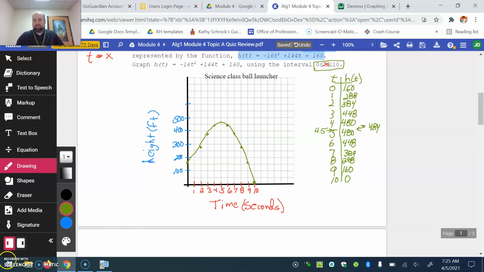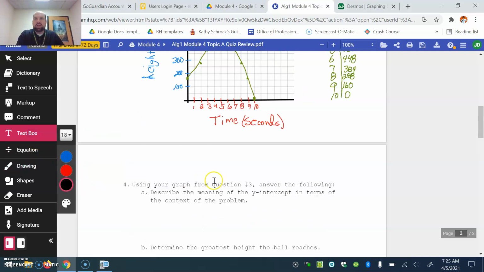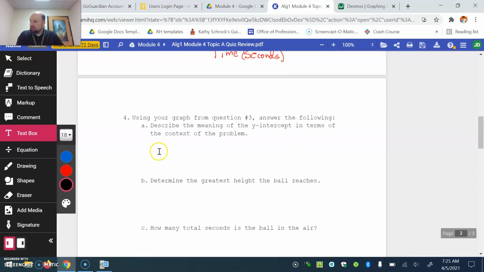On to the next question. Okay, question 4. Using your graph from question number 3, answer the following questions. Describe the meaning of the y-intercept in terms of the context of the problem. Okay, so I'm going to come up here. The y-intercept is this very first point right here. Okay, so what does that mean?